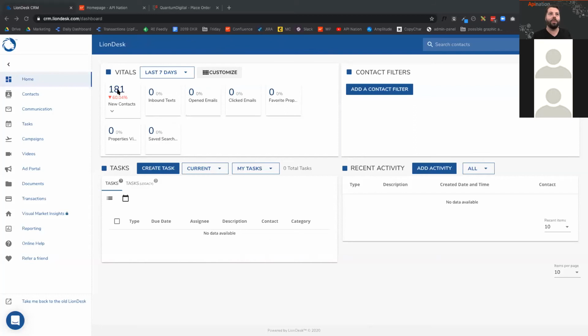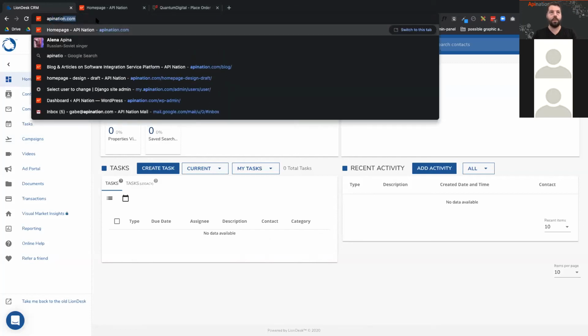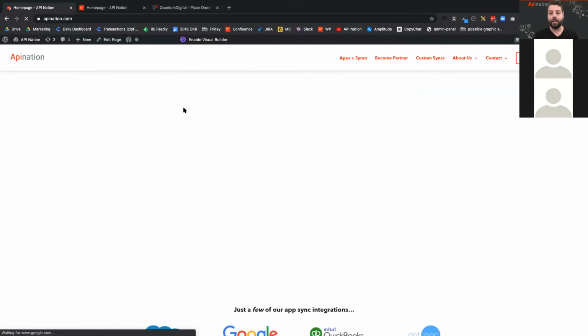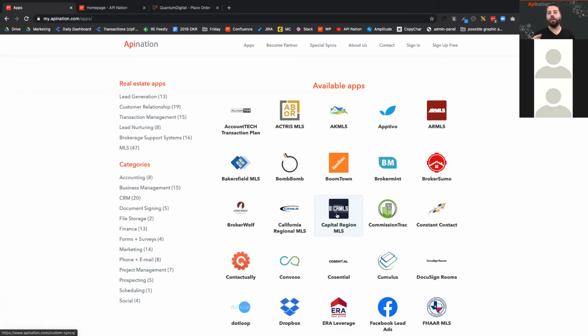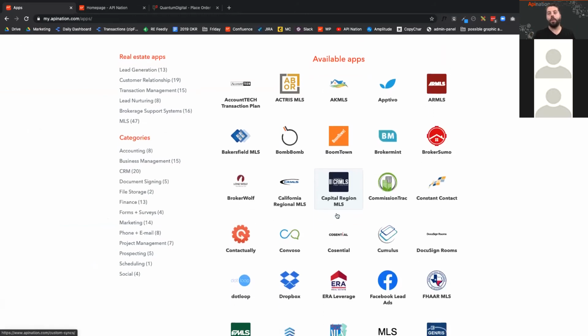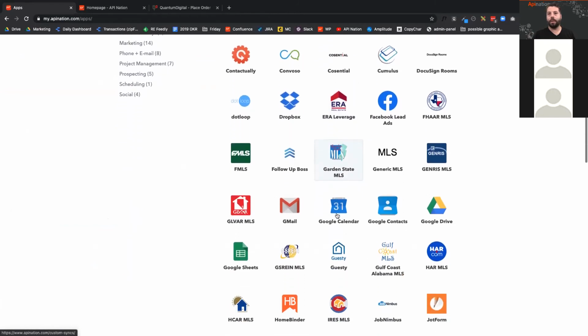We've been doing hard work. We got 181 contacts in here, and they are ready to go. And so if I wanted to go ahead and connect LionDesk to QuantumDigital, like I said, you can go to the LionDesk Marketplace. This integration is so new, it's not quite up there yet. So I'm actually just going to go to apination.com. And that's going to take you to where we are, and we connect these two apps. So you can click apps and syncs, or you can click discover connections, either way. And this has all the apps we integrate for real estate agents around the continent.